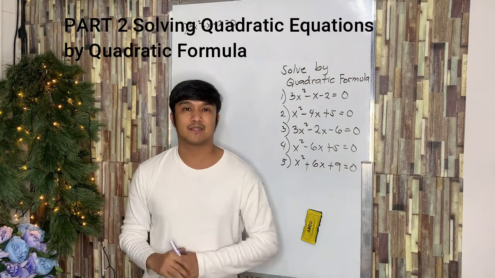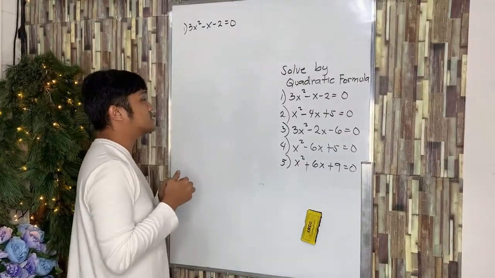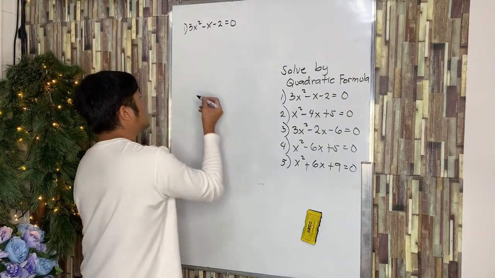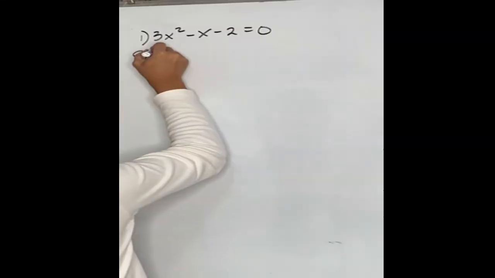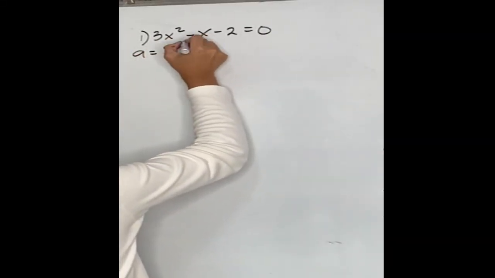Let's check our practice exercises. Let's begin with number 1. So we will be solving by quadratic formula. Identify first the values of a, b, and c, and then later on we will substitute to our formula.